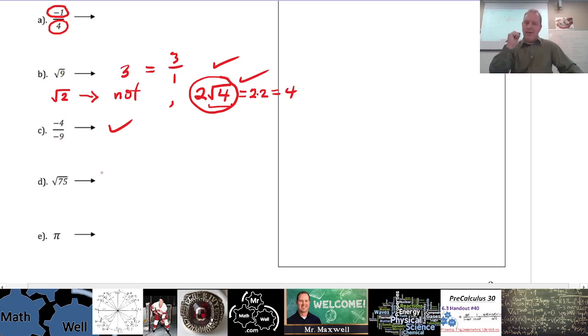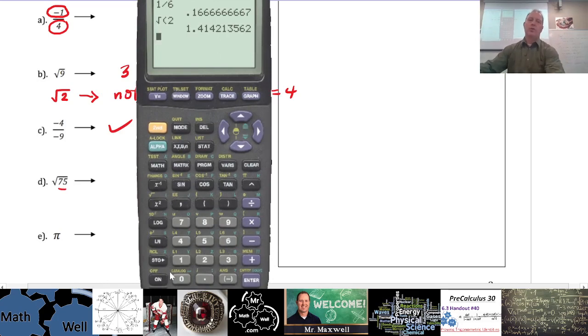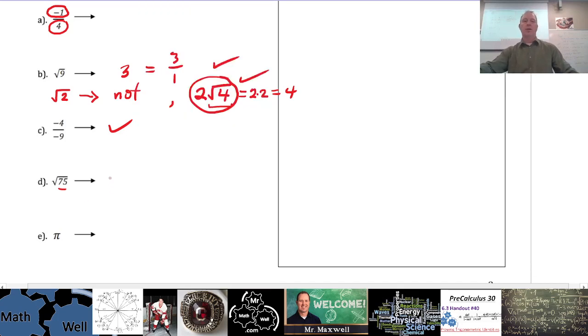Okay, here we go. Root 75. Now here's where you have to be careful. Is this a rational number or not? 75 is not a perfect square on our list of perfect squares, but let's check the decimal. We always have to check the decimal here with roots. That's probably our best way to do this. So second function, square root 75. 8.66025438. Does that appear to be repeating or terminating? No. So we would say no for this one.